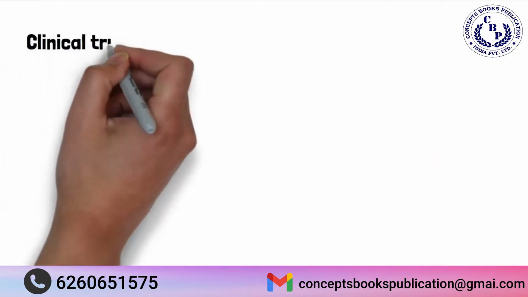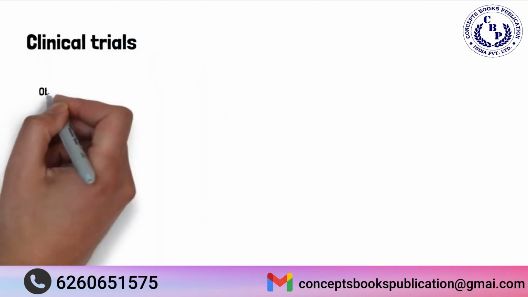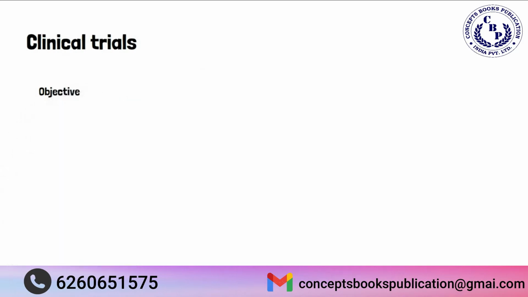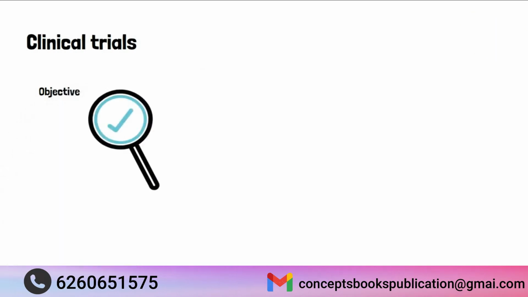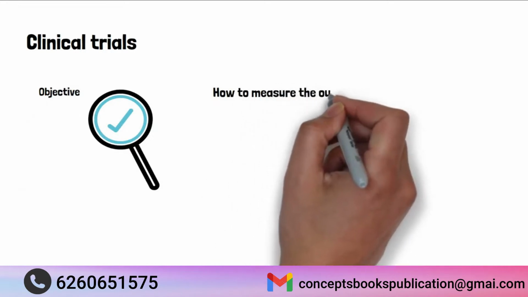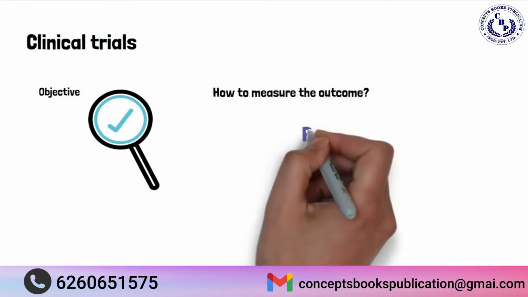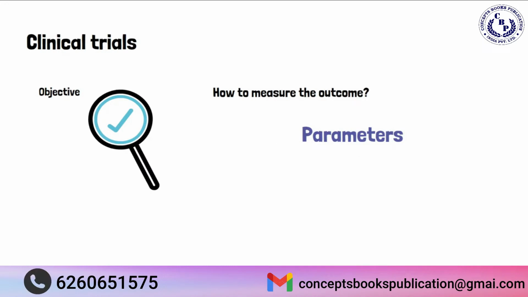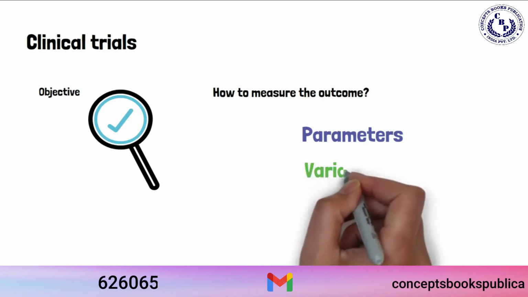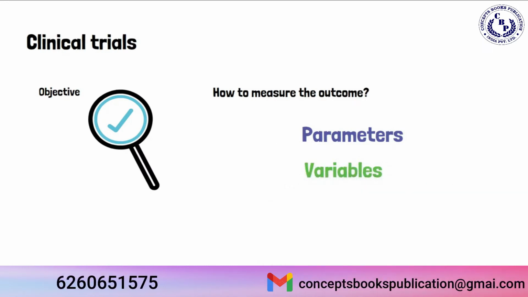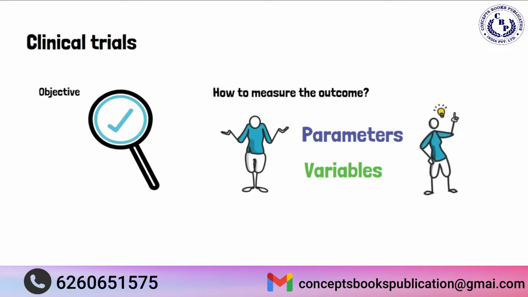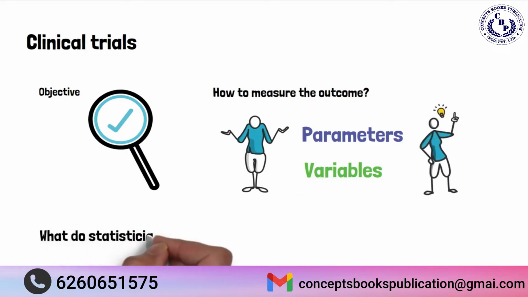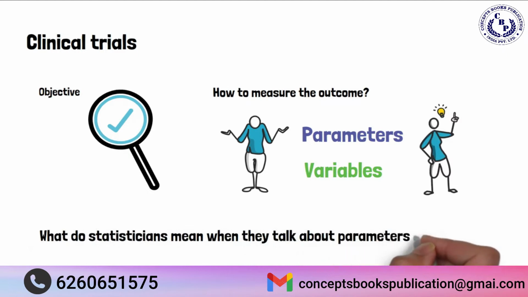The most important thing in clinical trial is to define the objective of the study. Once the objective has been defined, it has to be evaluated how best to measure the outcome. This is when biostatisticians start talking about parameters and variables. In today's video, we will explain what these are and how to differentiate them. What do statisticians mean when they talk about parameters or variables?